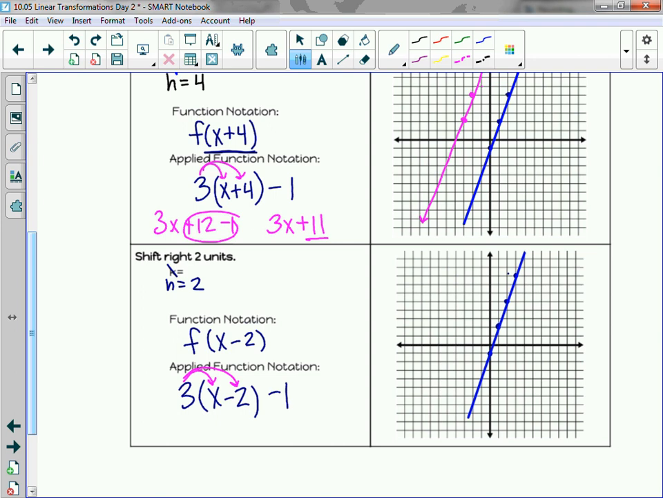Distribute. And combine. And graph. So notice on both of these that your slope didn't change, right? And if you're shifting something left and right, or even up and down, our slope shouldn't change because those lines should be parallel lines. So if you look, your line went right 1, 2 units.